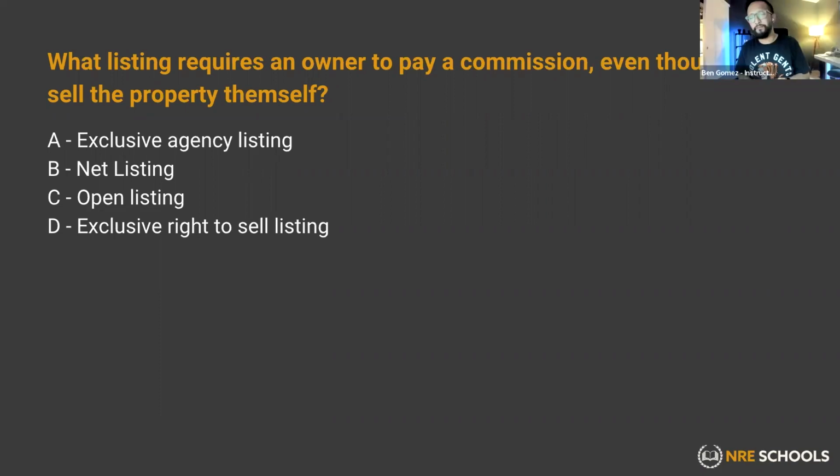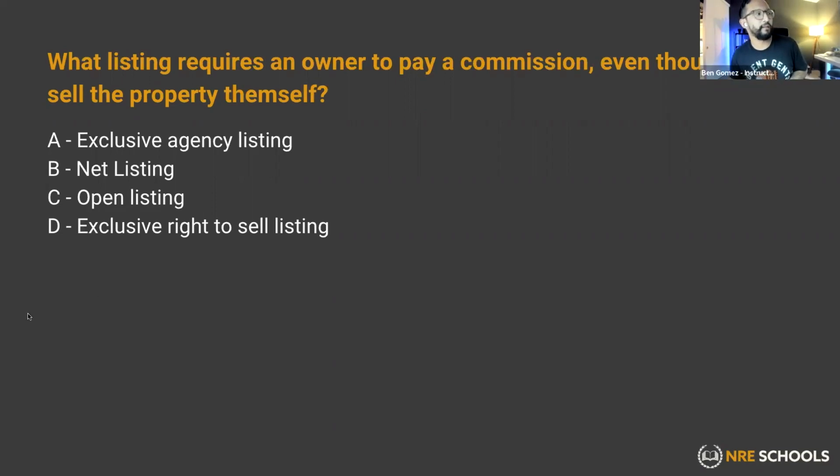Remember, B is a net listing. That's all about a threshold, like anything over $500,000, the agent gets to keep. Open listing is where anybody who brings me a buyer, any broker, I'll pay the commission to them. A, exclusive agency: only that broker. If that broker brings the seller an offer, then they pay a commission.